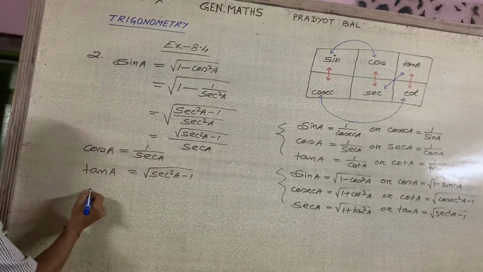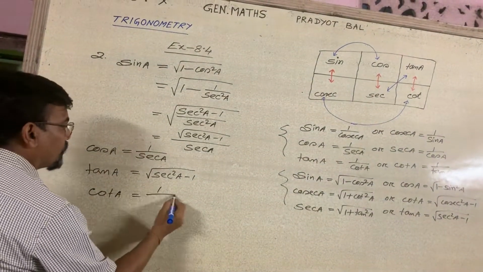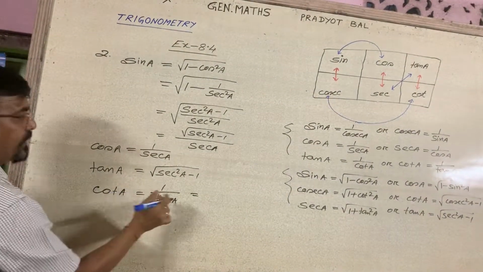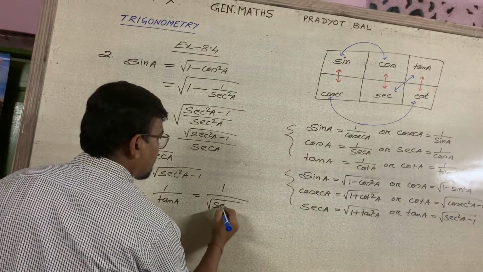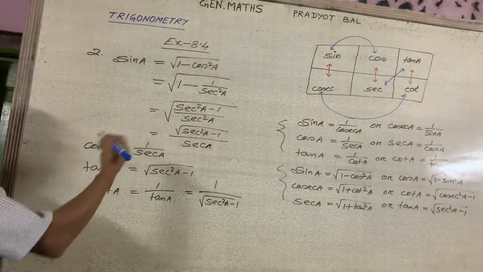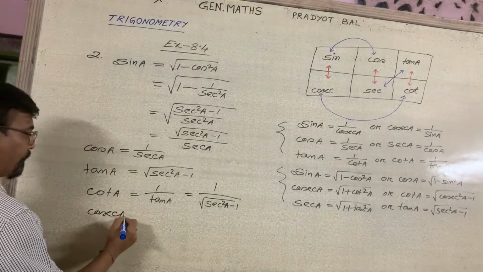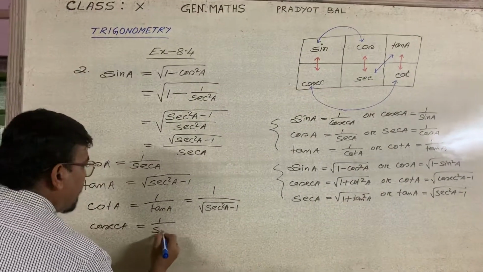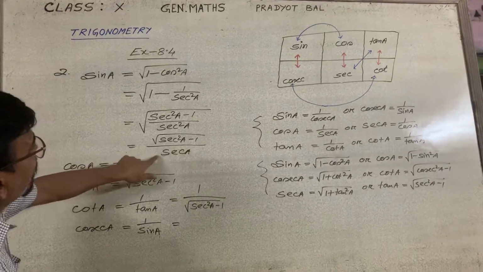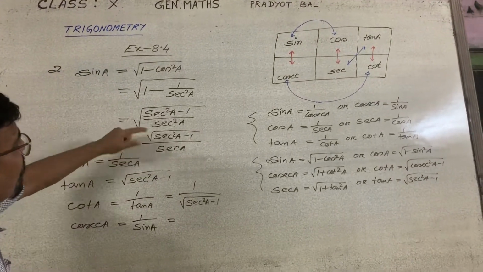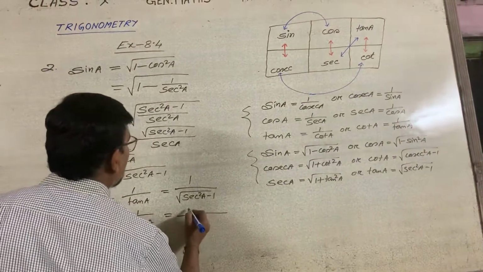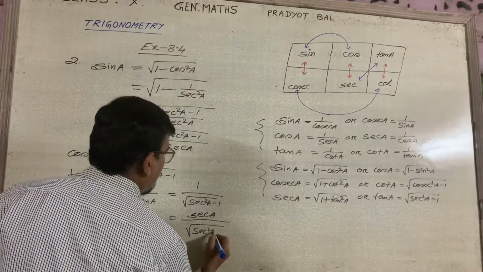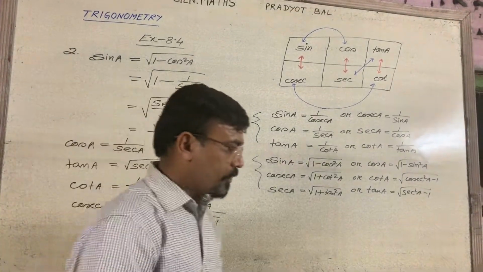Remaining 2, cot A. We all know cot A is equal to 1 by tan A. Now what is the value of tan A? Tan A value is this. So 1 by tan A, we are getting 1 by root over sec square A minus 1. Similarly, we will have cosec A. Now cosec A we all know is 1 by sin A, and the value of sin A we have already got. Now 1 by sin A means reciprocal, just reciprocal. So it will be sec A by root over sec square A minus 1. And that is the thing. Question number 1 and 2.